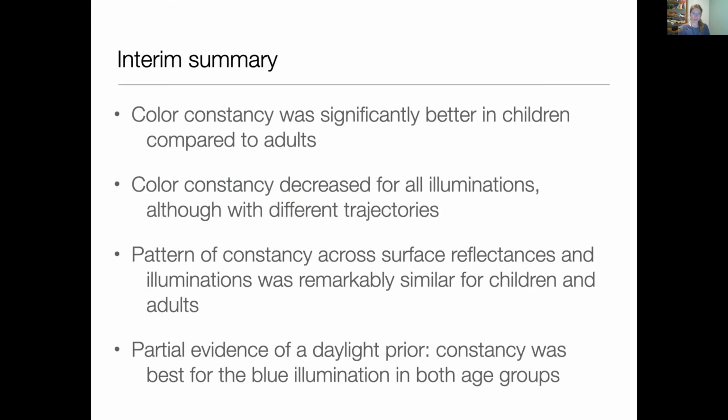So to summarize this experiment, we surprisingly found better color constancy in children. We found a decrease for all illuminations across age, but with different trajectories. But what was also really interesting and important, we found the same pattern of constancy for different surface reflectances and illuminations for both age groups. And we found partial evidence of a daylight prior, or maybe rather evidence for an asymmetric daylight prior, where constancy was best for the blue illuminations, but worse for the yellow illuminations in both age groups.